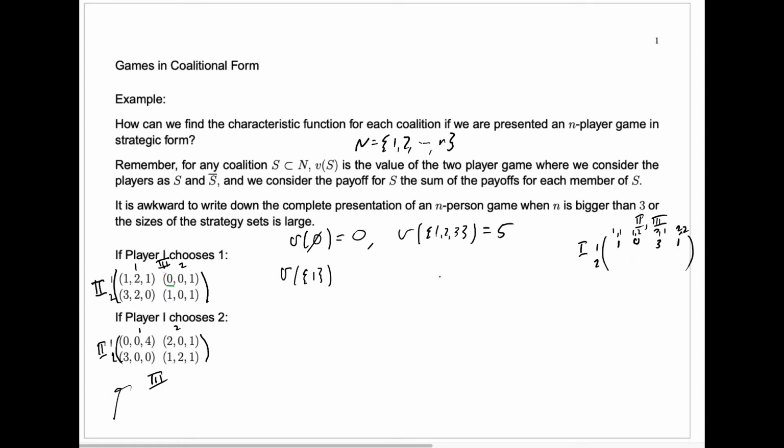where player 1 chooses 2. If player 2 and 3 choose 1 each, we have a 0. If it's a 1, 2, that corresponds to the upper right here, where we get a 2. If it's 2, 1, we get the 3 in the lower left. And for 2, 2, we get a 1.